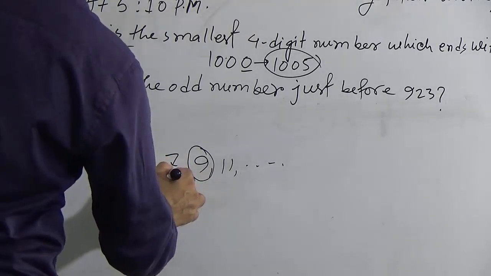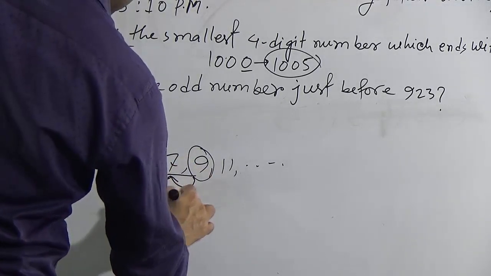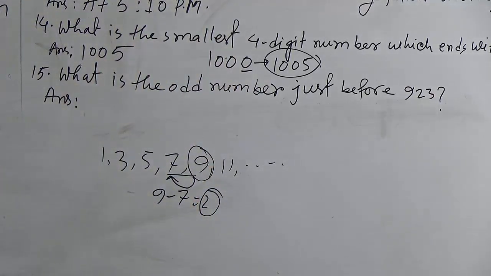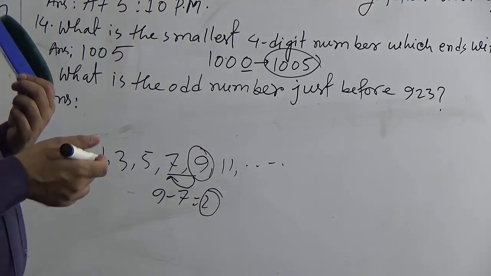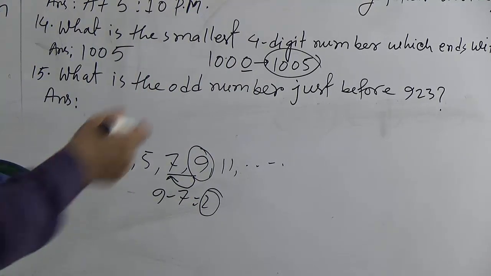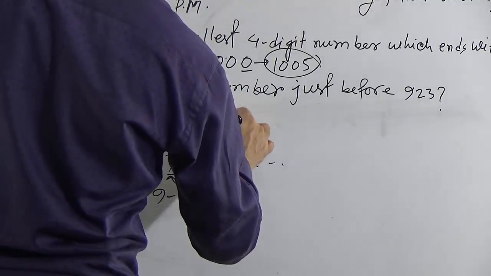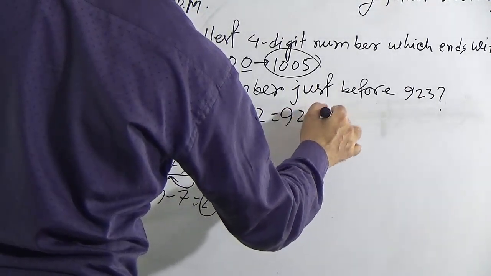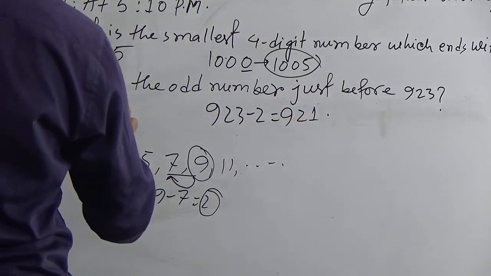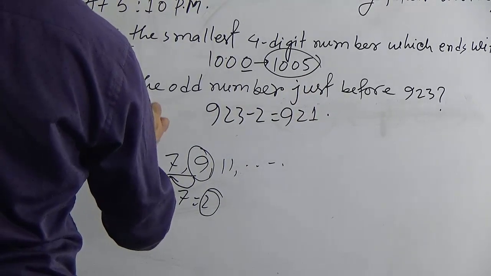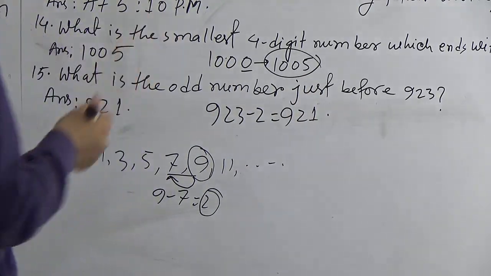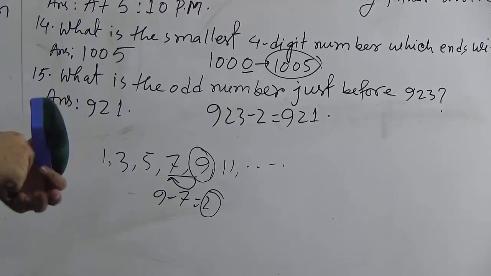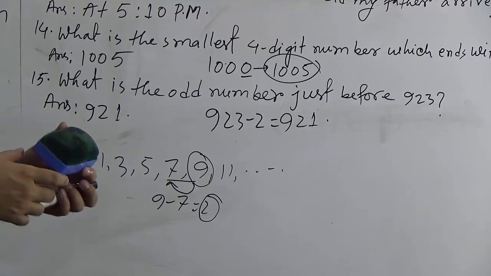It means here the difference is 9 minus 7 equal to 2. It means that the odd number just before a number will be 2 less. So if we subtract 2 from 923, we will get the required answer 921. So our required answer for this question is 921. It means 921 is the required odd number for question 15.